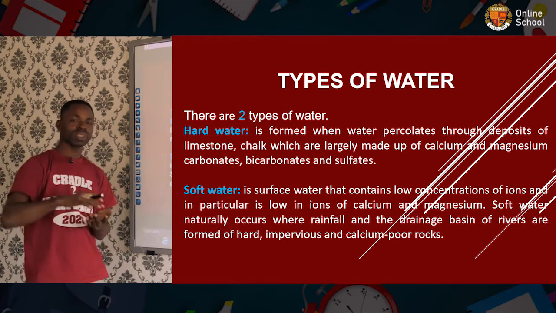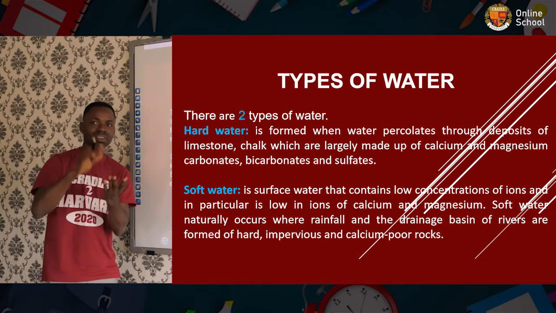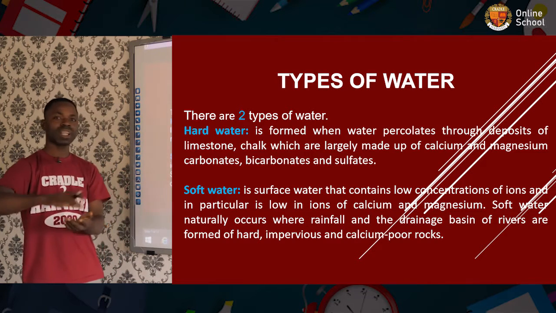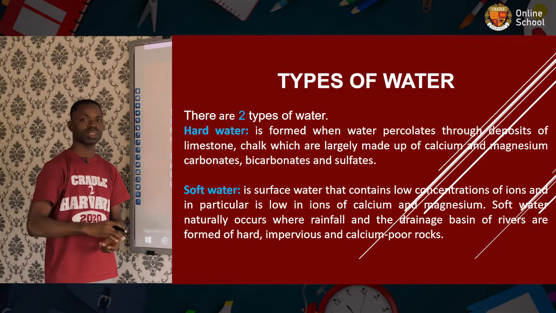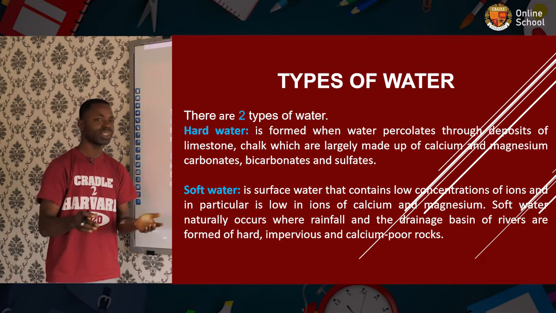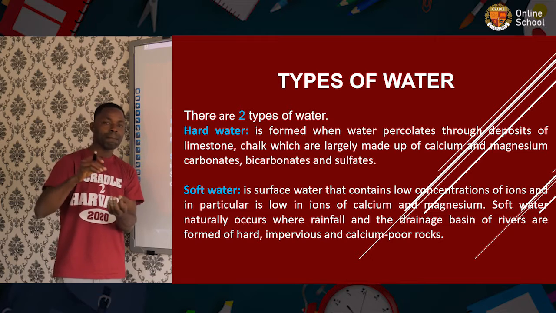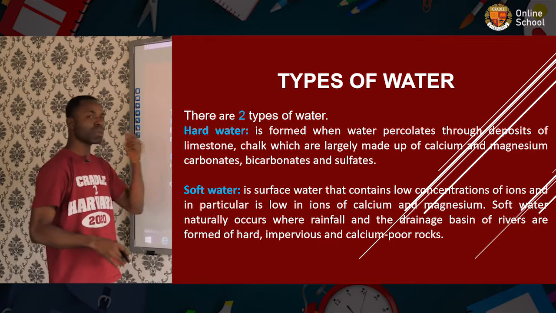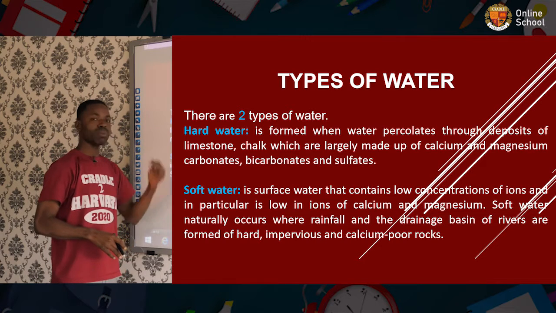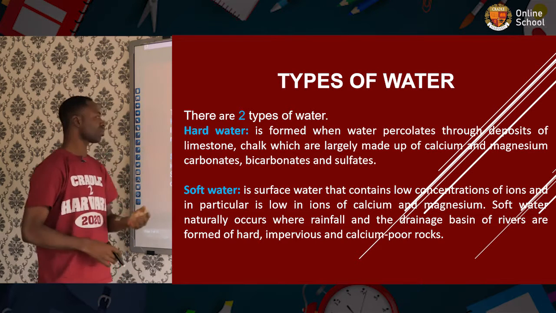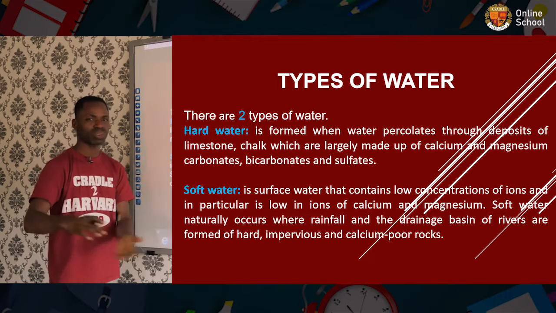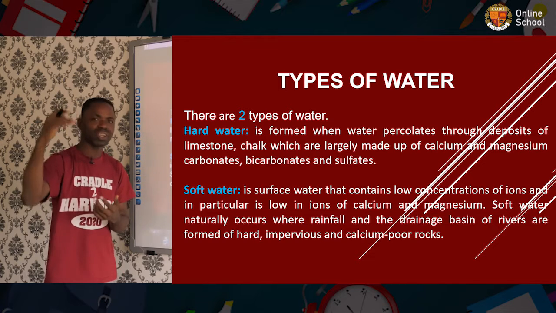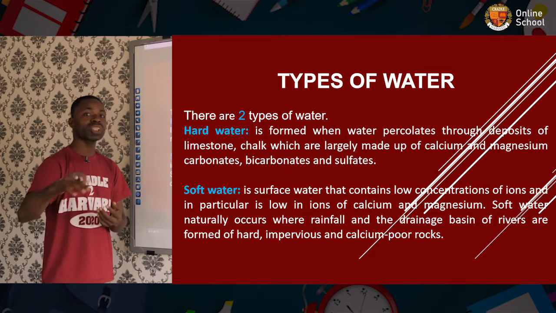When rain falls, as the rain is falling, this water percolates, that is, moves through the surfaces of limestone or chalk. And as it moves through, this water mixes with the calcium present in the carbonate in the limestone, thereby forming what is known as calcium carbonate with the water. So the presence of calcium ions or magnesium ions in water makes water hard.